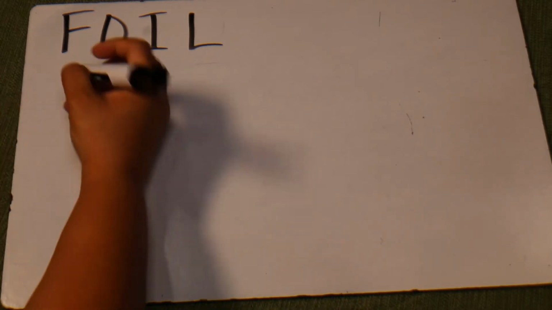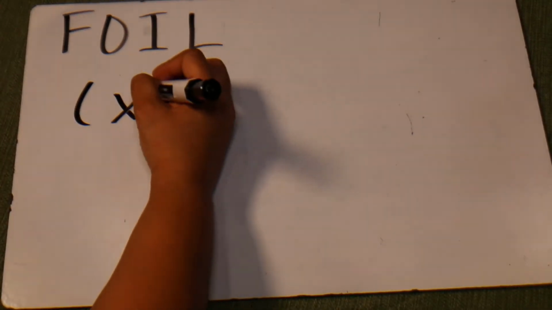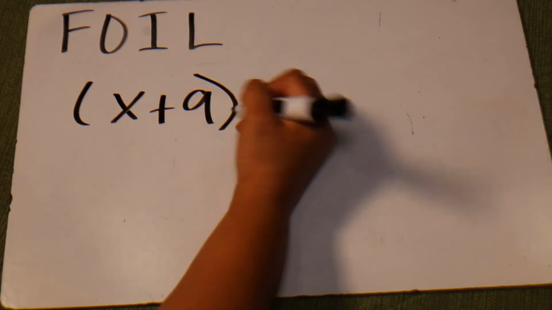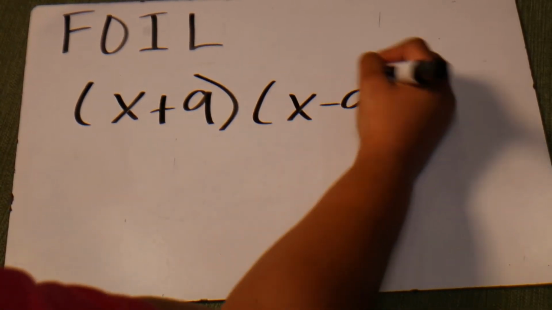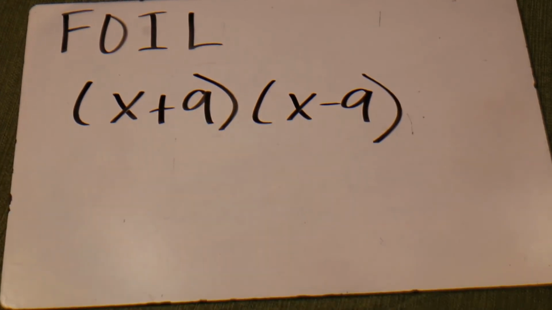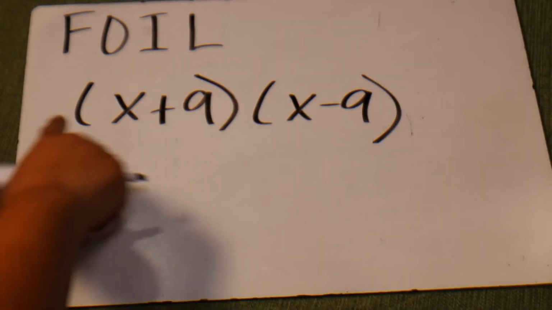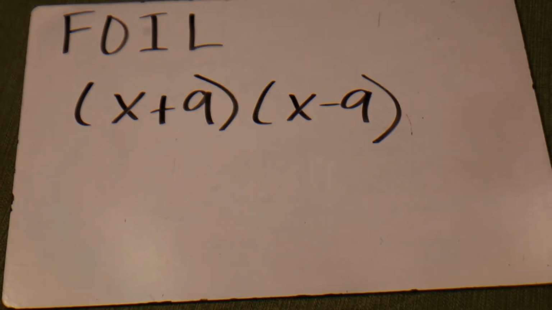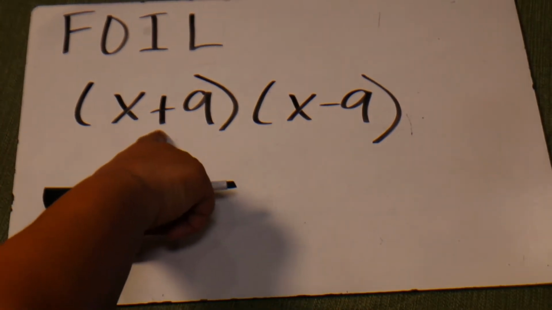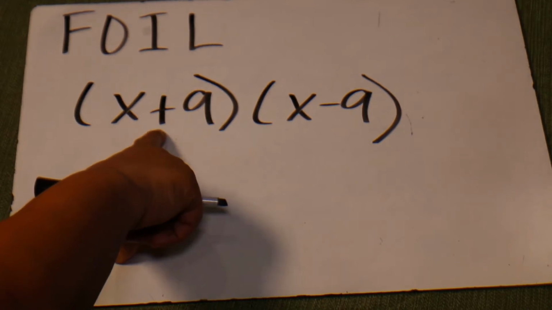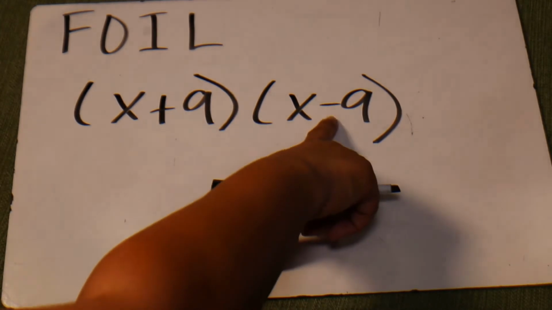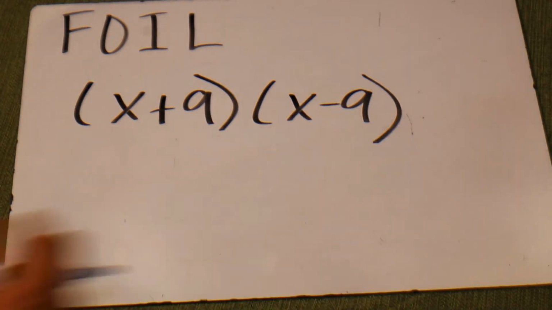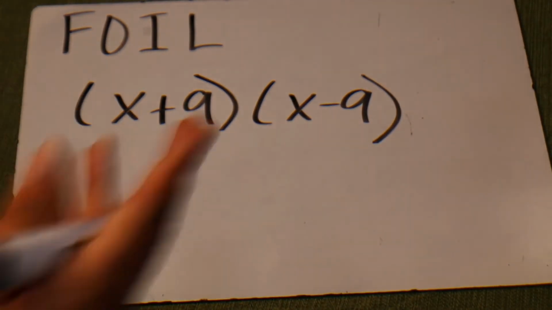So let's try our first problem. So we're going to solve the problem x plus 9 times x minus 9. So these are two binomials, meaning that each expression has two terms. Okay? And remember, a term is always separated by an operational symbol. So here, there's an addition symbol, and here there's a subtraction symbol. Okay? So now we're going to go through the steps of the algorithm.